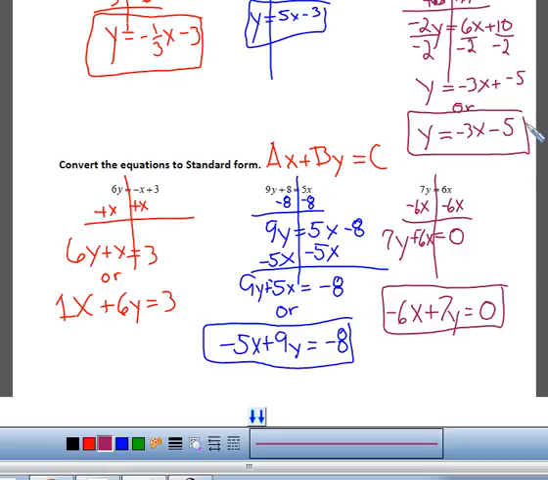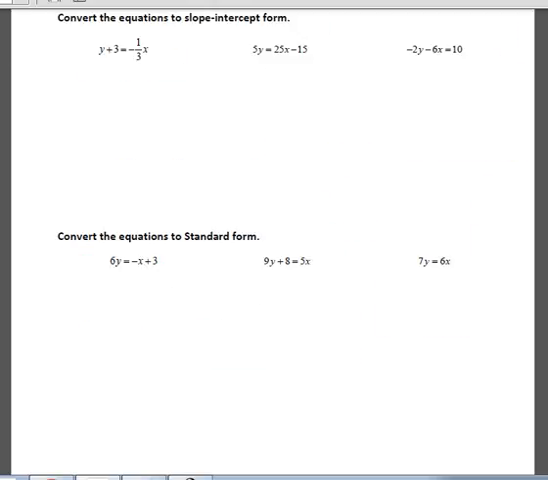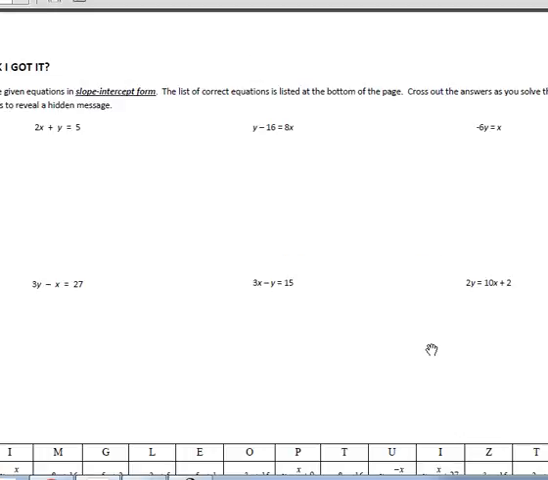Okay, so you can see you're using your algebra skills to move terms from one side of the equation to the other. It's just simply putting it in the right form. It takes a little practice. So, good news. On the next page, page 57, we have some examples here. Write the given equations in slope-intercept form. The list of correct equations is listed at the bottom of the page. Cross out the answers as you solve the equations to reveal a hidden message.